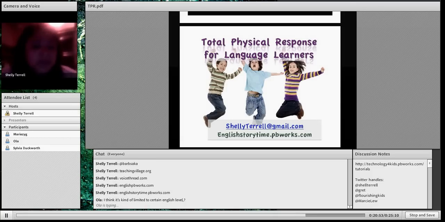But you can end the lesson. I always have a goodbye song as a way to end the lesson, especially for the young learners. They love it.